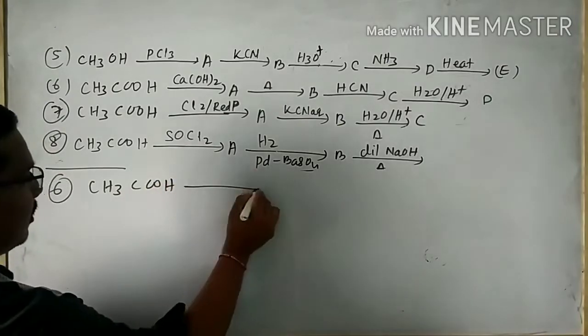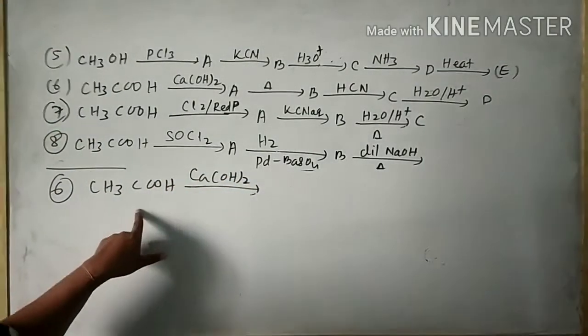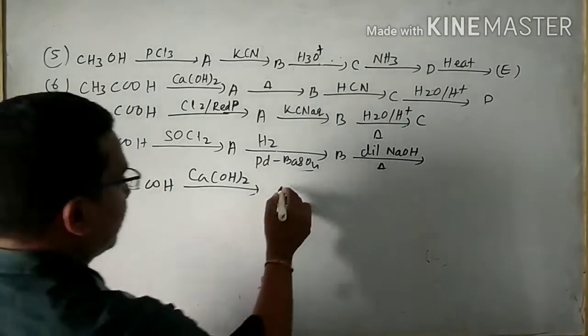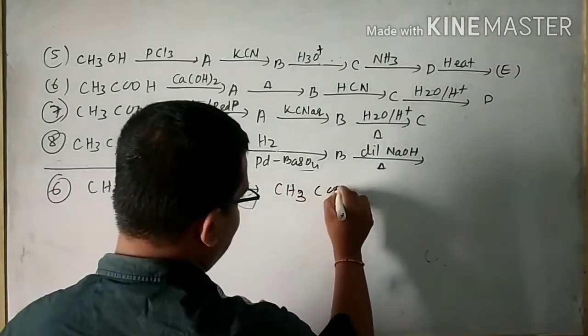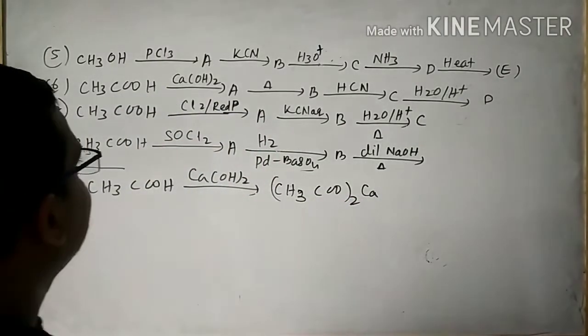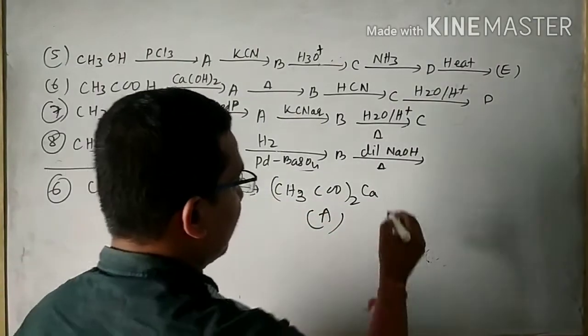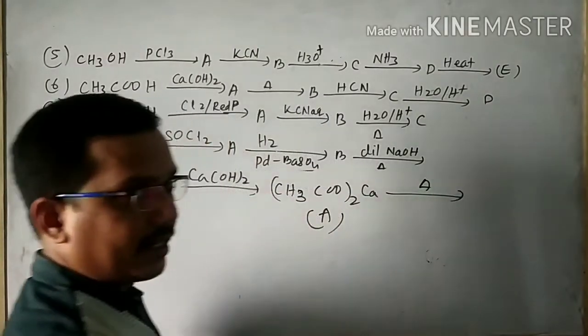CH3COOH, that is your acetic acid, and Ca(OH)2, that is your calcium hydroxide. When acetic acid reacts with calcium hydroxide, then calcium acetate is formed. This is said to be calcium acetate, and that is said to be product A. Now it is subjected to heating, dry distillation.